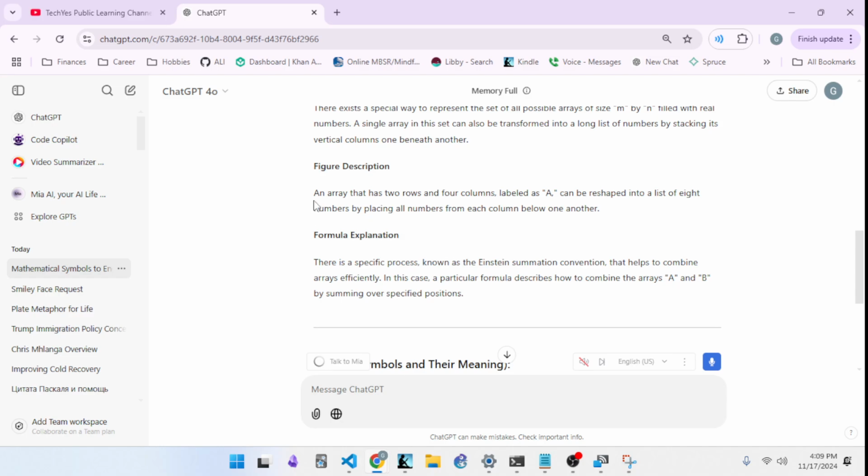Figure description. An array that has 2 or 4 columns labeled as A can be reshaped into a list of 8 numbers by placing all numbers from each column below one another. Formula explanation. There is a specific process known as the Einstein summation convention that helps to combine arrays efficiently. In this case, a particular formula describes how to combine the arrays A and B by summing over specified positions.